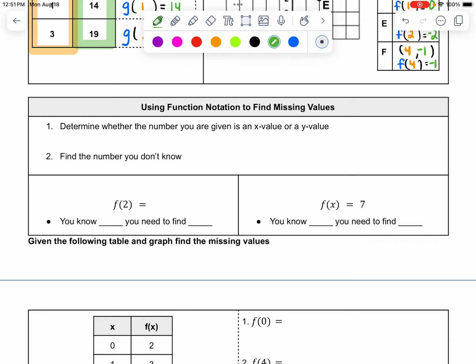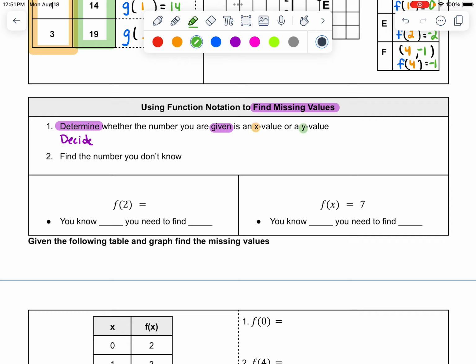we're going to be using function notation to find missing values. That means one of the numbers, either the x or the y, is going to be missing, and your job is going to be to find the missing number. So here are the 2 steps you need to follow. First, you need to determine, which means to decide, whether the number you're given is an x or a y.